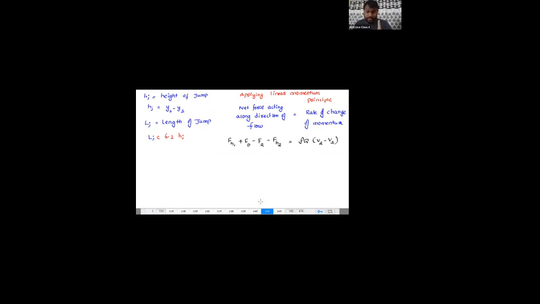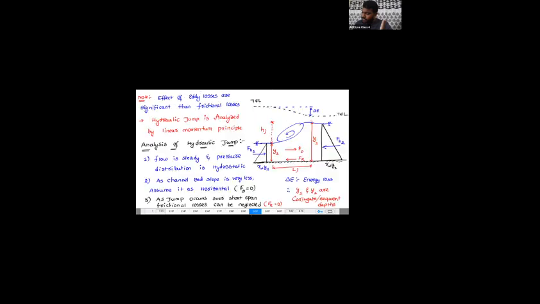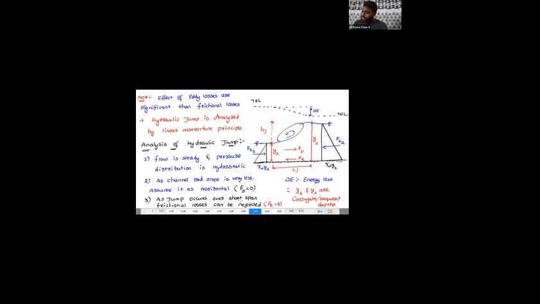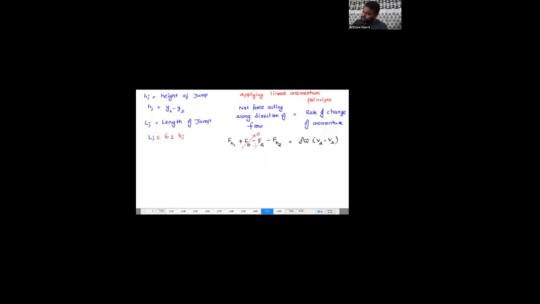Now apply the conditions. What are the conditions? As the channel bed slope is very small, assume it as horizontal, which means the driving force is going to be 0. As the jump occurs over a shorter span, frictional losses can be neglected. FR is equal to 0. And what is remaining is nothing but hydrostatic force.